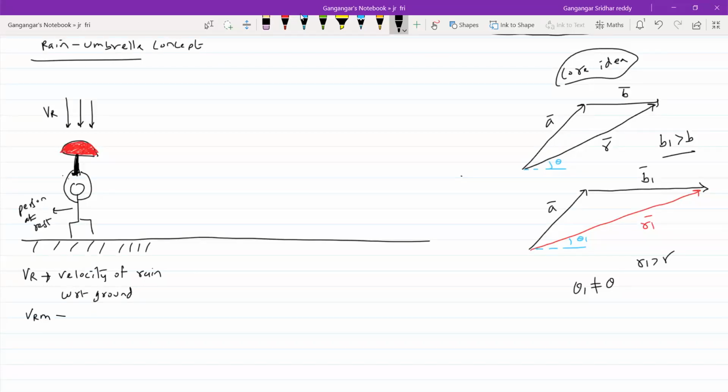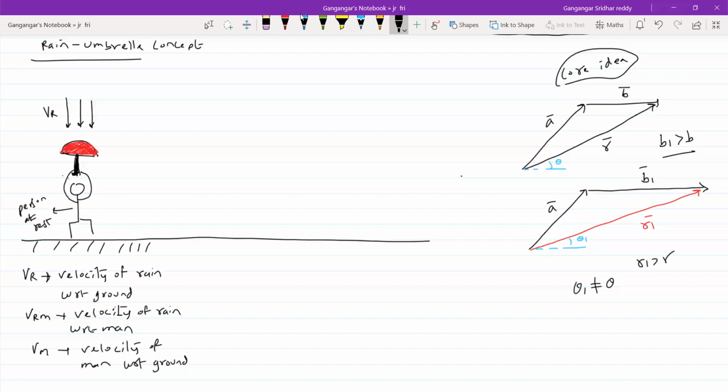What is VRM? Velocity of rain with respect to man. Then VM is the velocity of man. These are the symbols I'll be using. So what is VR? Velocity of rain. How should I hold the umbrella against the VR bar, not to get wet? And the size of the umbrella matters. It should be of sufficient diameter so that you do not get wet.